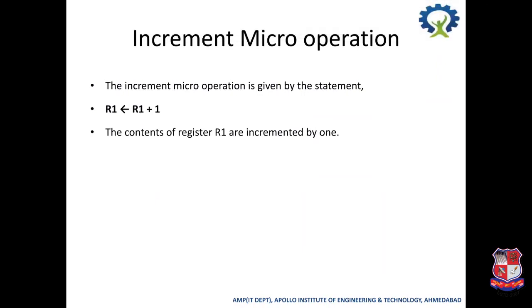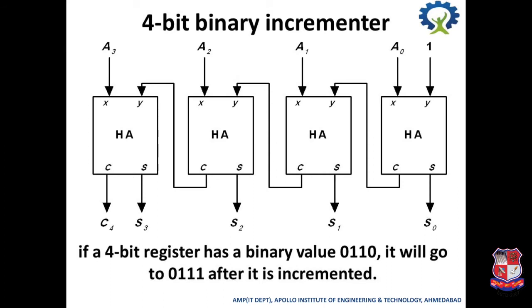Next is the increment micro operation. In this, the content of register R1 is incremented by 1. We will see a hardware implementation. Here we take 4 half adders. We all know that a half adder has 2 input and 2 output lines.